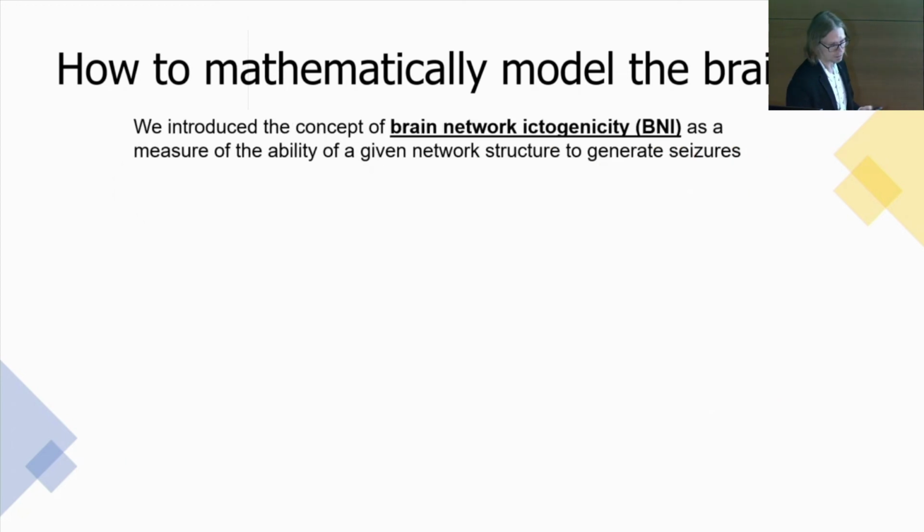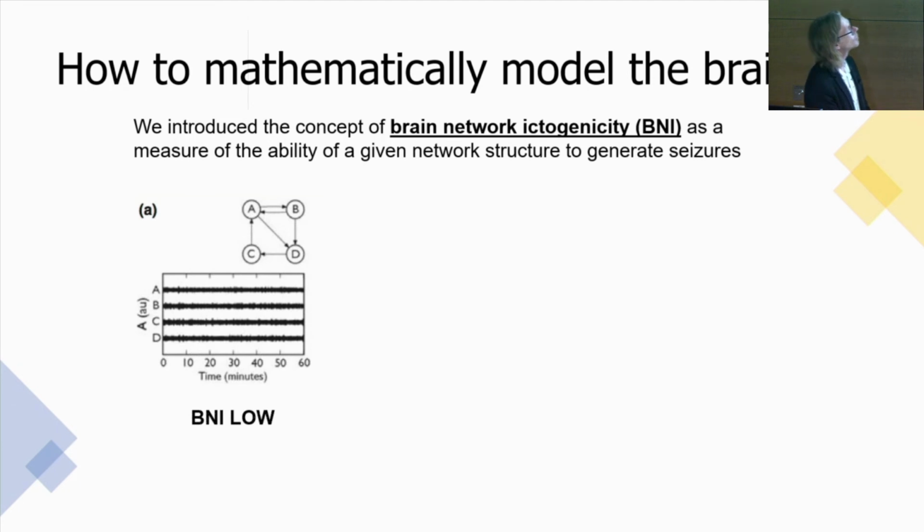So what did we do with this? Well, we introduced the concept of brain network ictogenicity. That sounds a bit of a mouthful, but basically it's a complex way of saying the ability of a given network to generate seizure-like activity. So let's just play with some examples.